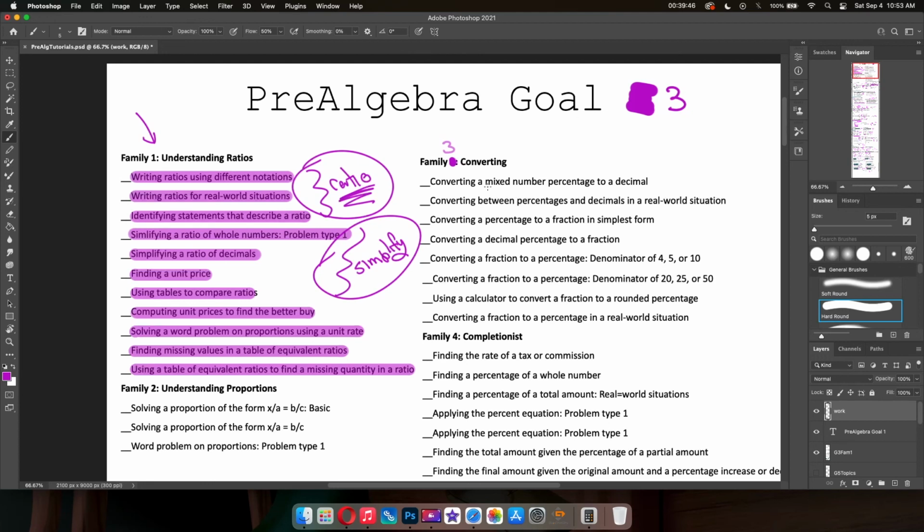After this, for the next video, we're going to go through the next family, which is all of the proportion work, which I did in one of the topics in a lot more detail, and we'll start picking through the topics from there.